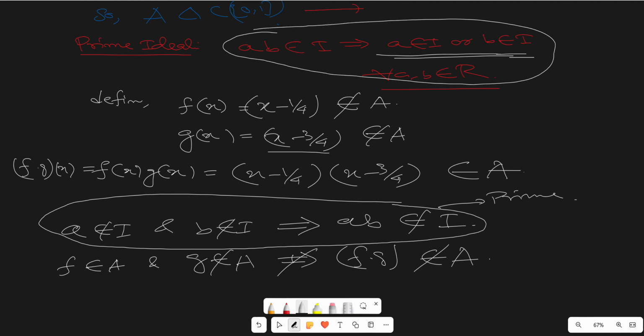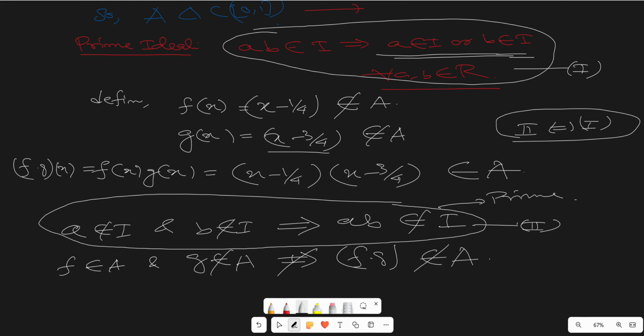Are you getting my point? This is just a contrapositive statement. If you say this is statement 1 and this is statement 2, then 1 and 2 are equivalent. This is the contrapositive of the statement.